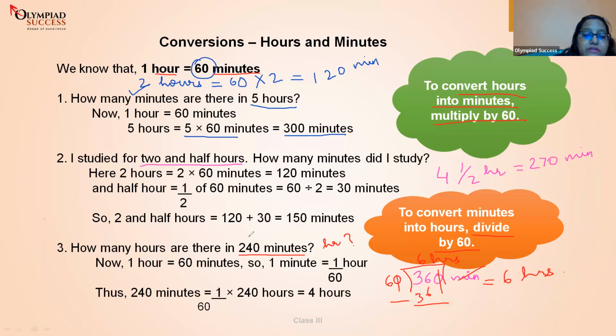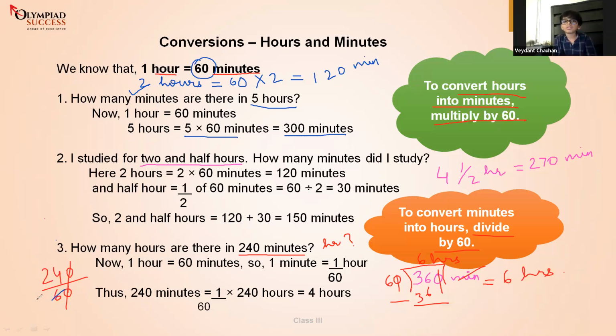Now here also, 240 minutes is given. So they just divided this by 60. So 240 by 60. You can cancel 0, 0, right? Now do you get 24 in the table of 6? 6 times what you get 24? 6 times 4, you get 24. So this is 4 hours. Clear? Okay.